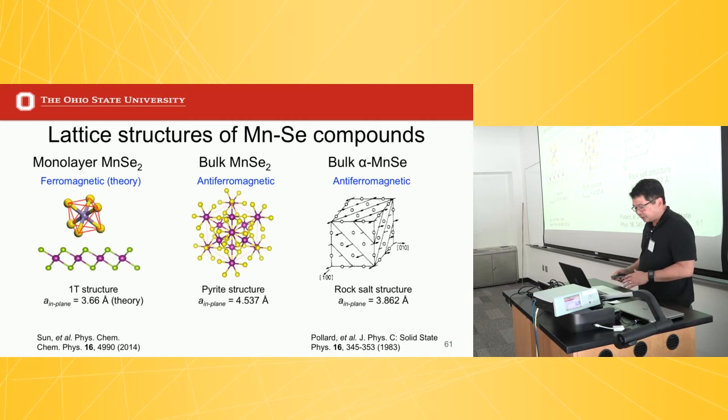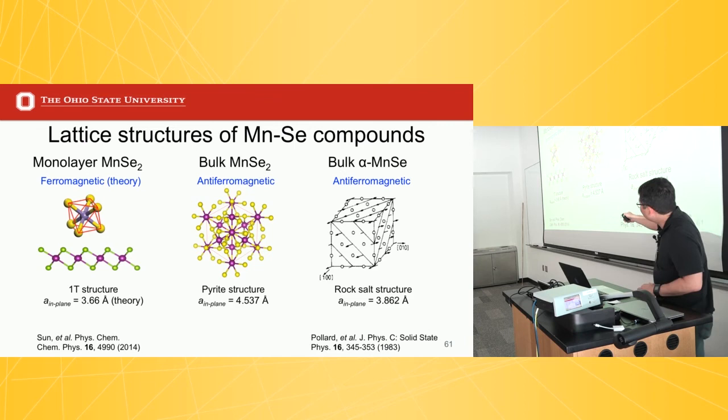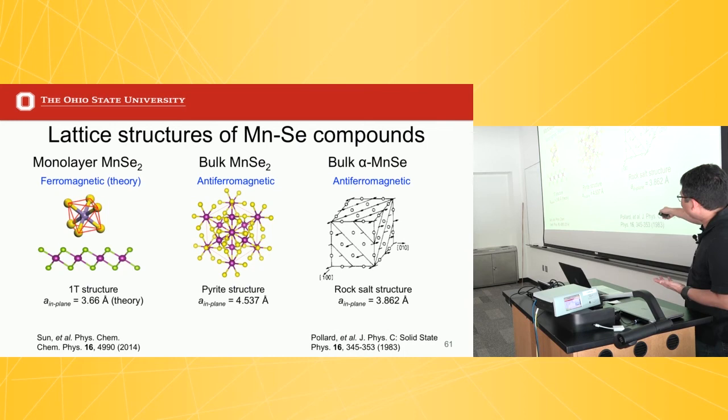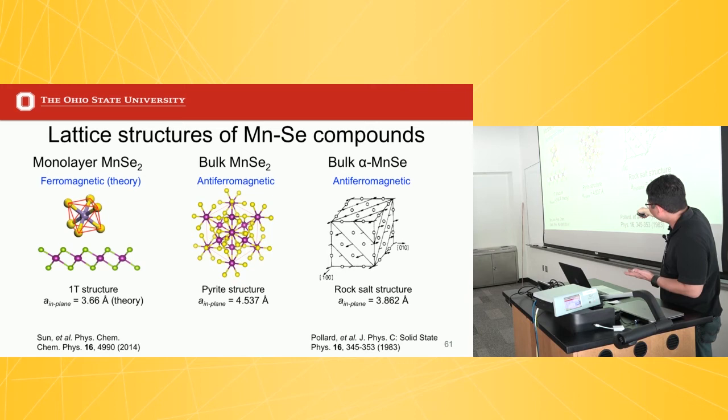So here are different kinds of manganese selenium compounds, okay? This is a ferromagnetic one, which is from theory. If you look from the side, you see these two layers of selenium and the manganese in the middle, right? So 1T structured, this tetragonal structure. And the in-plane lattice constant, according to theory, is like 3.66 angstrom. So that's what that looks like. There's bulk manganese diselenide, which is antiferromagnetic. It's a pyrite structure, like iron pyrite. And if you look along the 111, the in-plane is going to be 4.5 angstrom. So this looks really different.